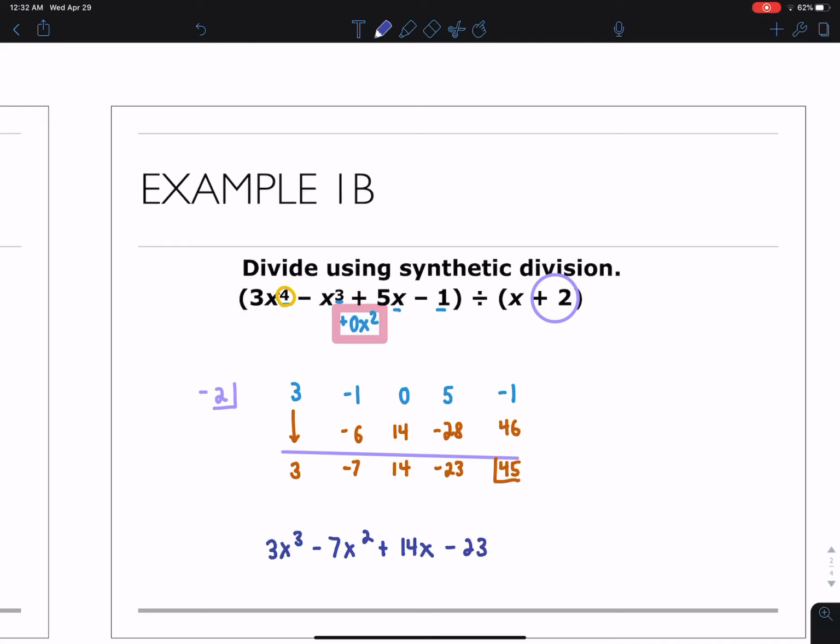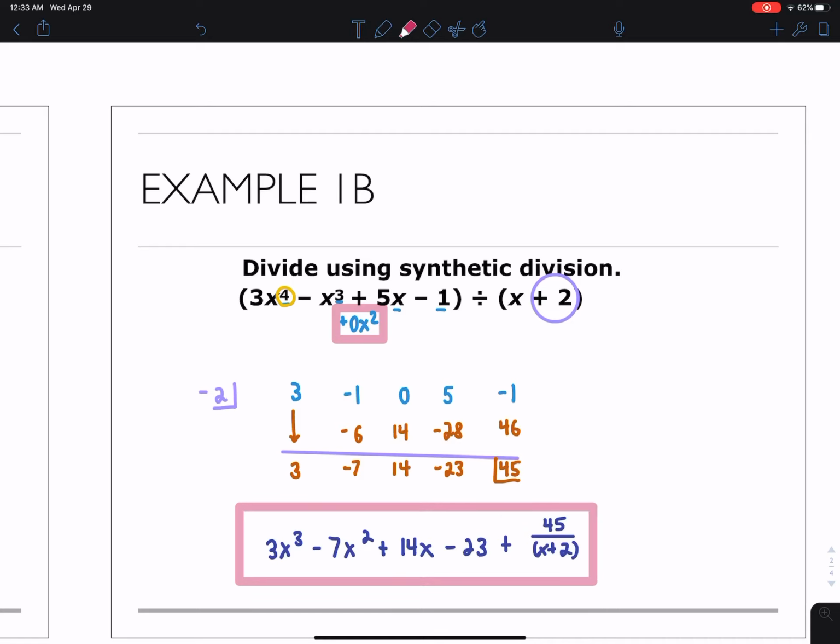Works out nicely. Cubic, quadratic, linear, constant. And then our remainder, 45 over our divisor, which would be x plus 2. And there is your quotient for this division problem. Saves you a lot of time, a lot of energy, and a lot of space as opposed to long division.